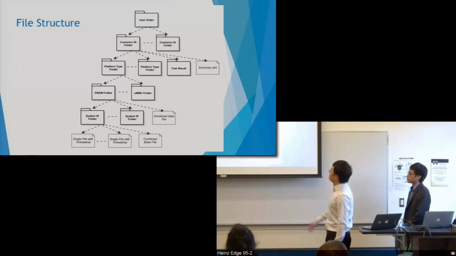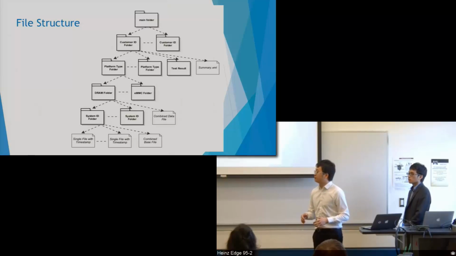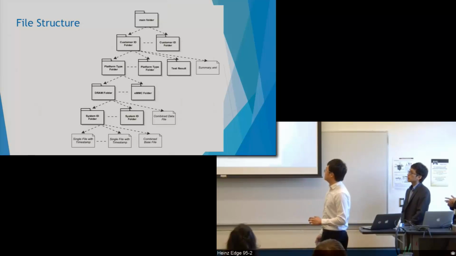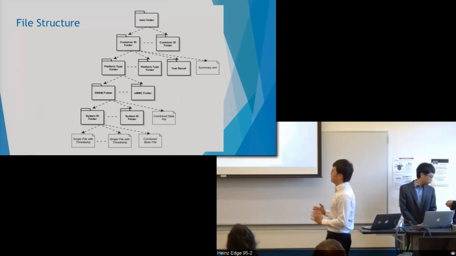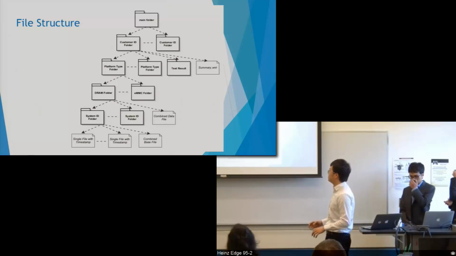And actually, this file hierarchy is quite similar to what Intel has instructed us. But we made some minor changes to make it more compatible with our front-end, back-end communication. And so, as I said, under each customer ID there will be multiple platforms, and under each platform there will be DRAM folders. So this folder contains all the system IDs and all the repeats for this particular platform ID of DRAM tests.